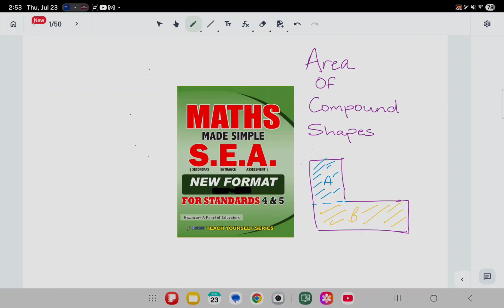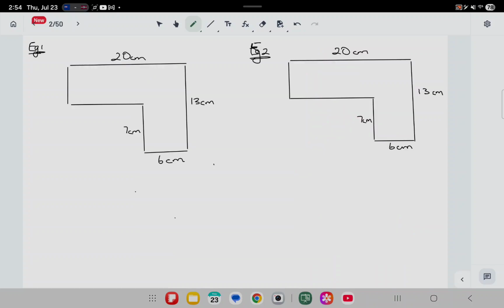So to find the area of a compound shape, we need to split the compound shape into regular shapes that we know how to find the area of. We know the area of a rectangle is length multiplied by width, and we also know the area of a square, which is side multiplied by side. Looking at it here now, we'll explain using these two examples.